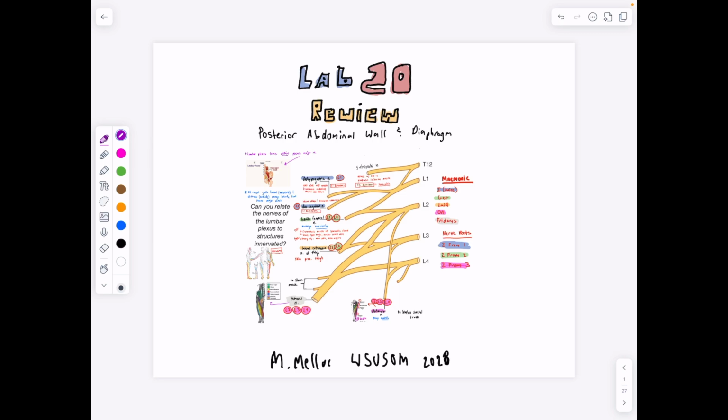I guess this is our last lab review of the semester. Imagine that we are on the posterior abdominal wall and diaphragm. We have a lumbar plexus we'll talk about today, and we have a nice mnemonic to help us memorize it. All right, let's get started.